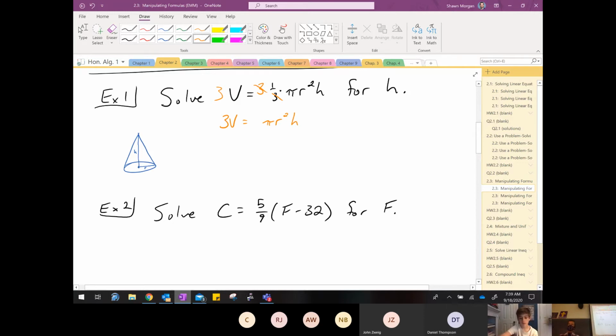All right, so we're peeling back the layers. We just took care of that first coefficient. Now we want to take care of the next coefficient, which is pi. Pi is approximately what? 3.14, good. Do I want to divide both sides by 3.14? Why or why not?